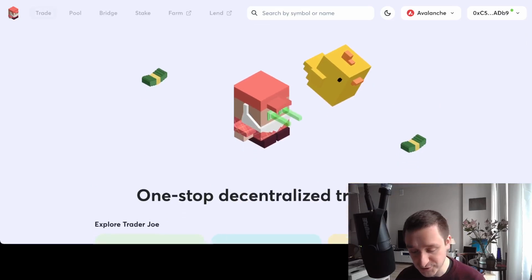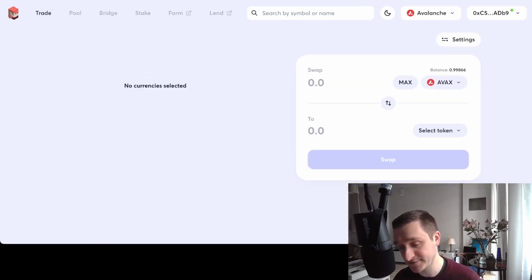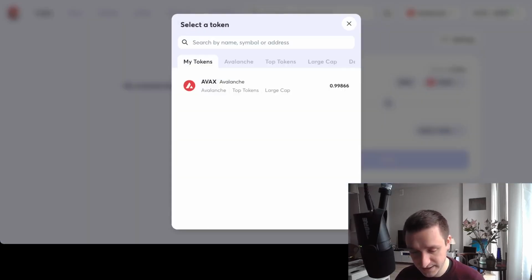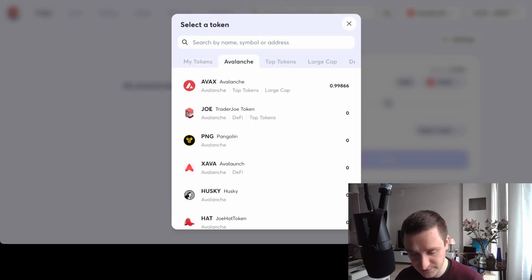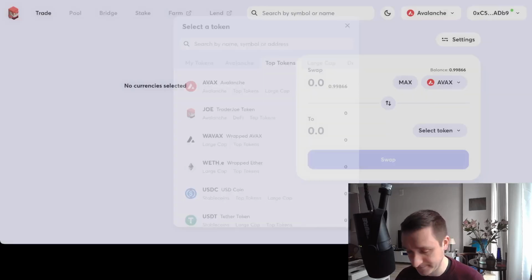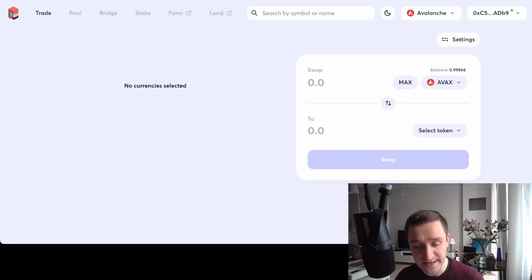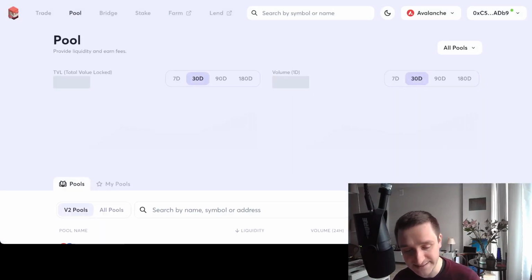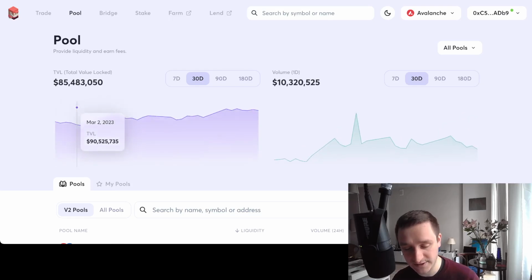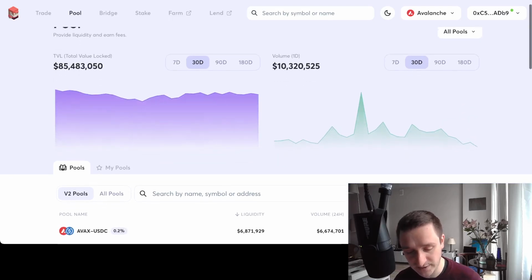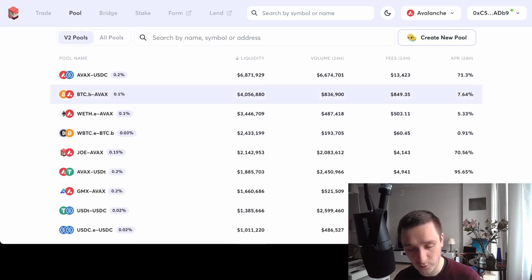And if you go to the trade, then basically you have here the standard user interface for trading. You can trade, for example, AVAX into any of the tokens on Avalanche. You can see the top tokens and see what's going on here. Then in pools, you can see how people are providing liquidity and what fees they are earning in total. So the top pool by liquidity is AVAX USDC, with liquidity being $6.8 million right now and APR being around 71%.